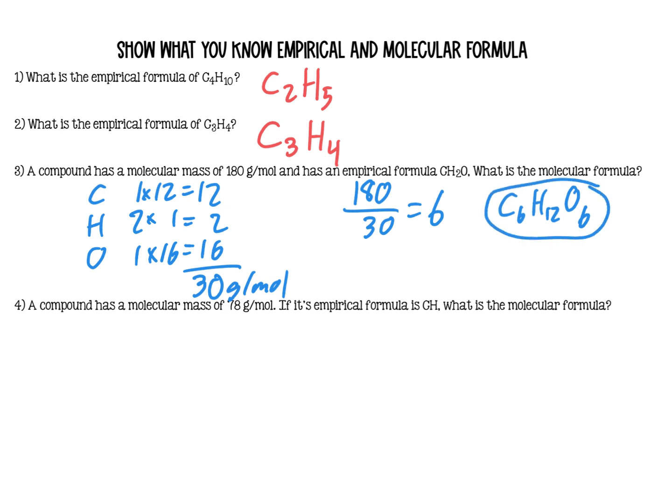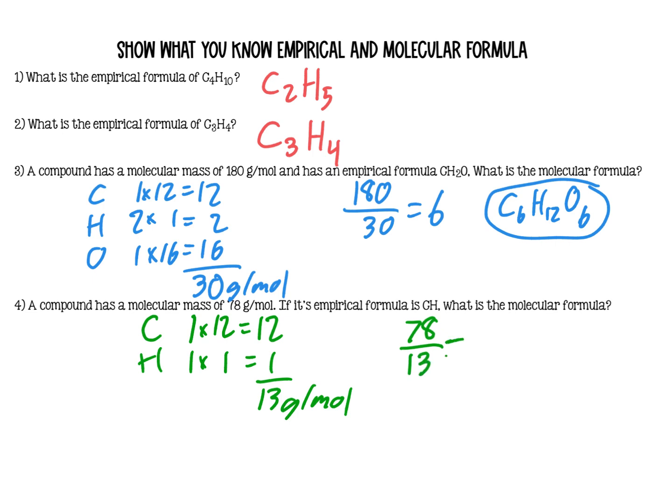For example 3, a compound has a molecular mass of 78 grams per mole. If its empirical formula is CH, what is the molecular formula? First, let's find the empirical formula's mass. Carbon has a molar mass of 12 and hydrogen has a molar mass of 1, so the molar mass is 13 grams per mole. Since the compound has a molecular mass of 78 grams per mole, we're going to take 78 and divide by 13. This gives us a quotient of 6, meaning we are going to need to multiply each subscript by 6. So the molecular formula is C6H6. Just remember that any unlisted subscripts are actually 1.